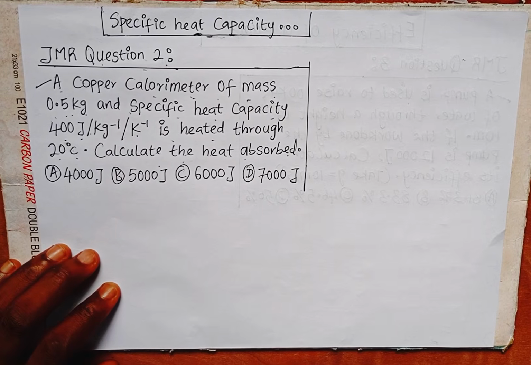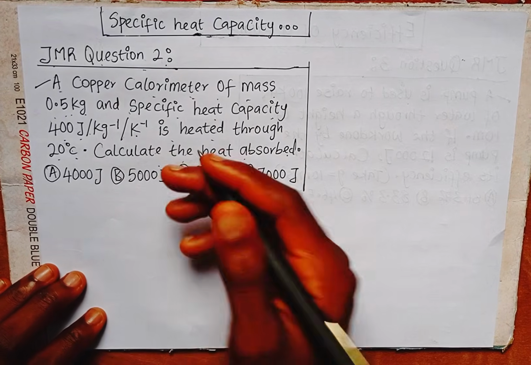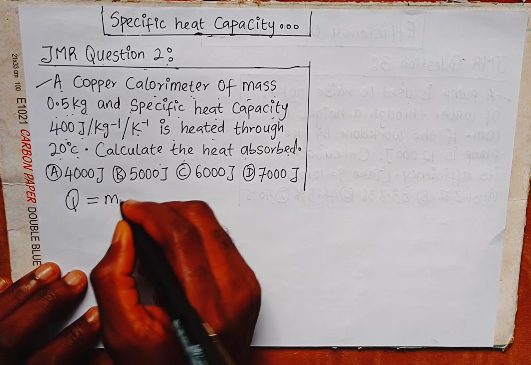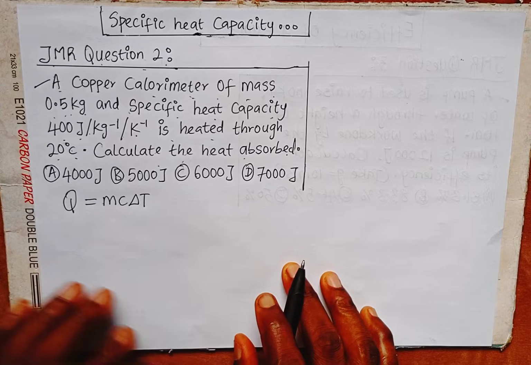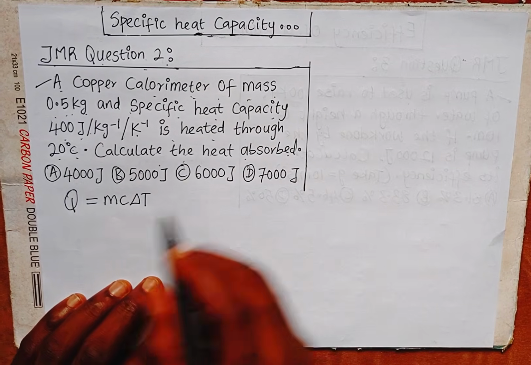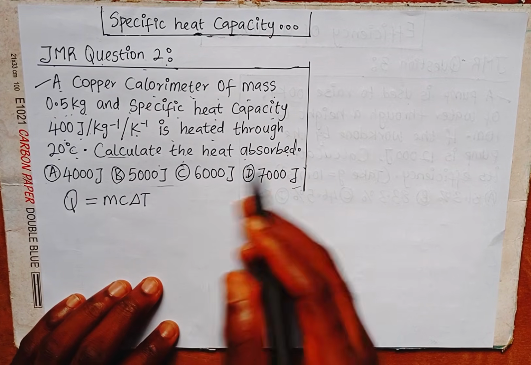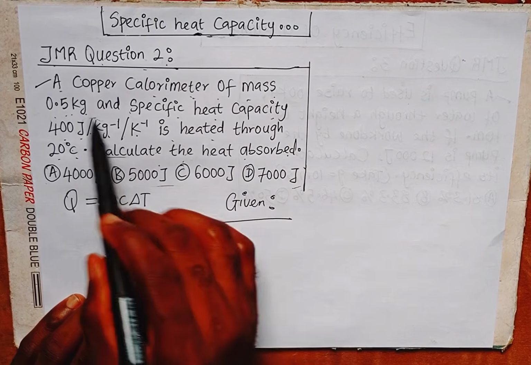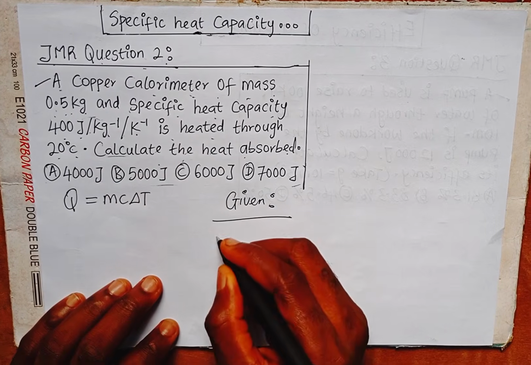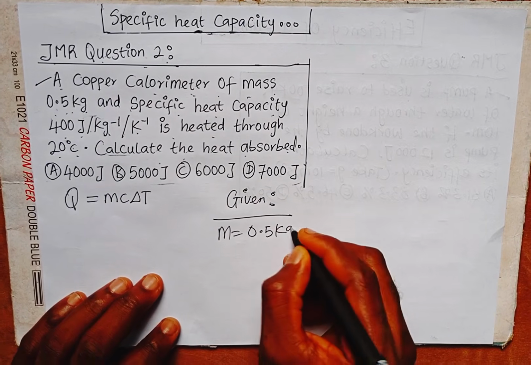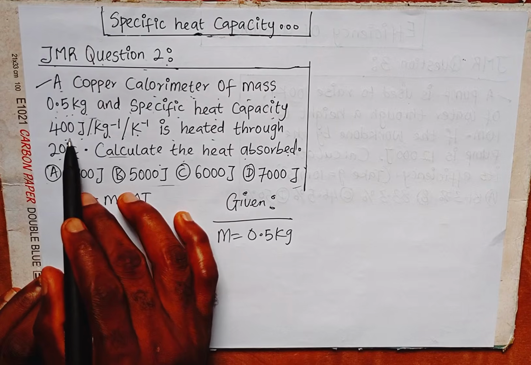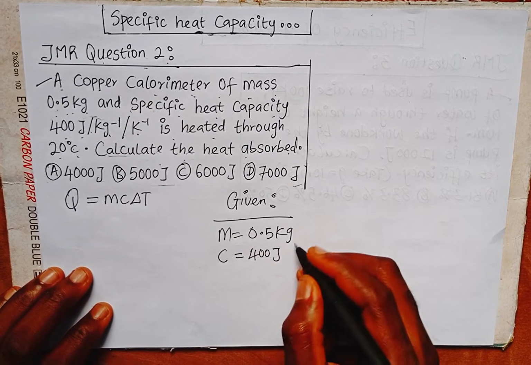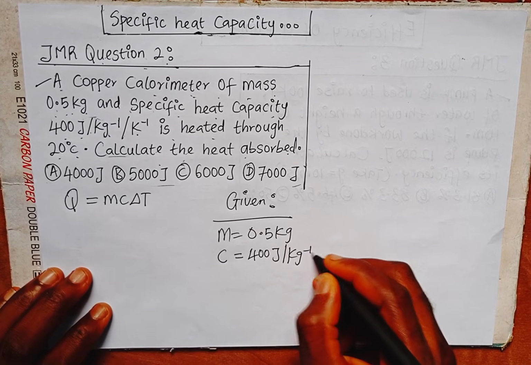First of all, let's write out the formula for calculating the quantity of heat. Q, the quantity of heat, is equal to MC times change in temperature. This is the formula for the quantity of heat. Let's now write out what we were given. We've already looked at the options; they are all represented in joule and we can't manipulate them to get the answer. The mass of copper is 0.5 kilograms. Always write the unit. We were given specific heat capacity, 400 joule per kilogram per Kelvin.